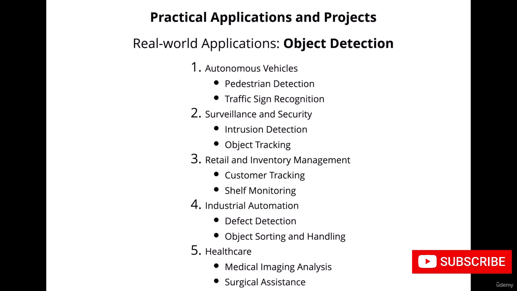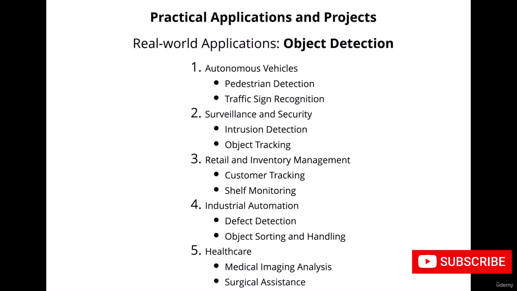Object detection. Real-world applications of object detection involve detecting and localizing objects within images or video frames, enabling various use cases across industries. Object detection systems utilize machine learning algorithms, particularly deep learning models such as convolutional neural networks (CNNs), to identify and classify objects of interest within visual data.